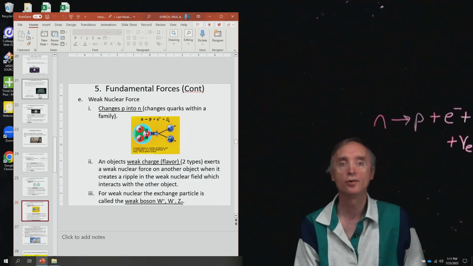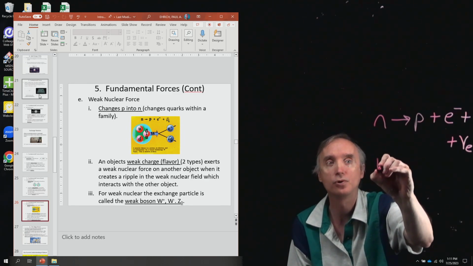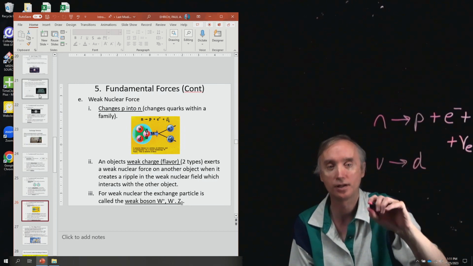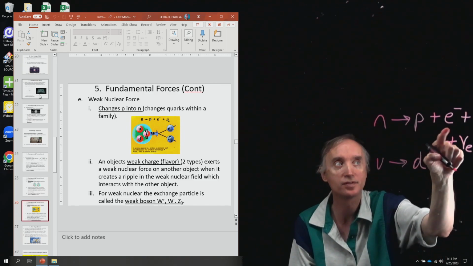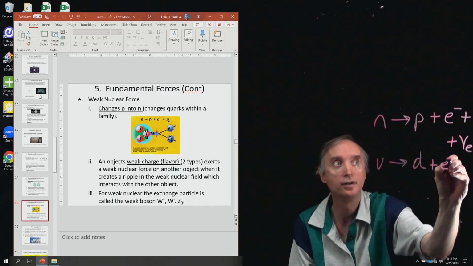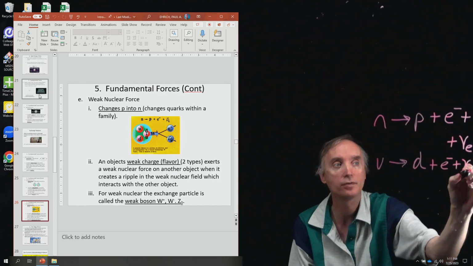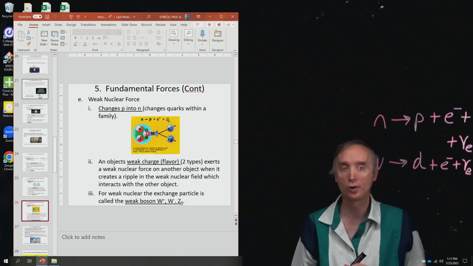Okay, but another way of thinking about it is that it can change, for example, an up quark into a down quark. So it can change a quark. And when it changes the quark, it also gives off the same 2 particles. So it's going to give off an electron, and then it's also going to give off a neutrino that goes with the electron.